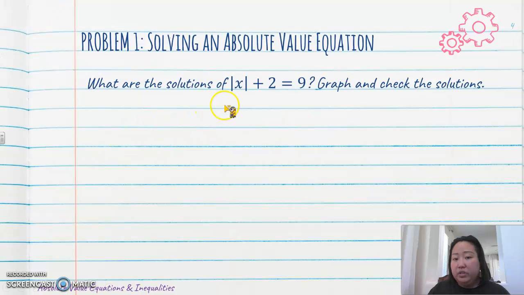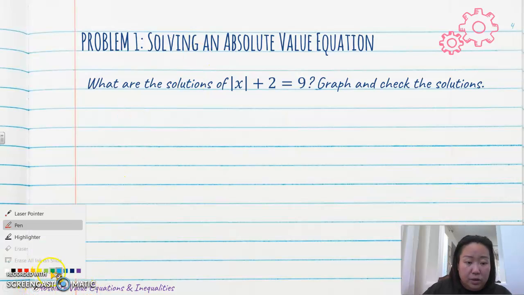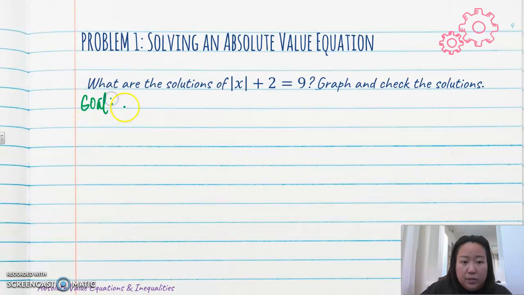What are the solutions of the absolute value of x plus 2 is equal to 9? And then we have to graph and check the solutions. Our goal again is to isolate the absolute value of x.